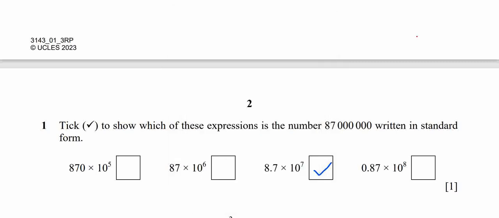So how does it work? We want to make 8.7, so we have to separate between 8 and 7. Then from here we count how many times we have to jump: 1, 2, 3, 4, 5, 6, 7, up to the line. So 7. That's why we get 10 to the power of 7. So this is 87 million, a great number, and we write it in standard form as a small number, that is 8.7. So the index will be positive 7. So that's how we got it.